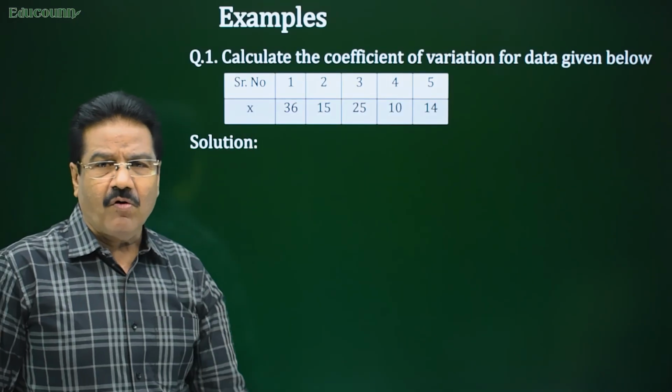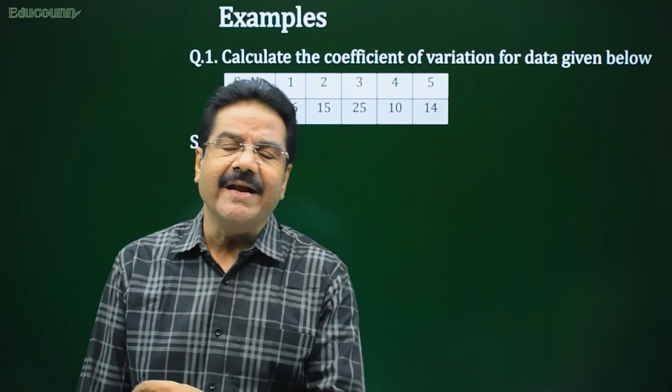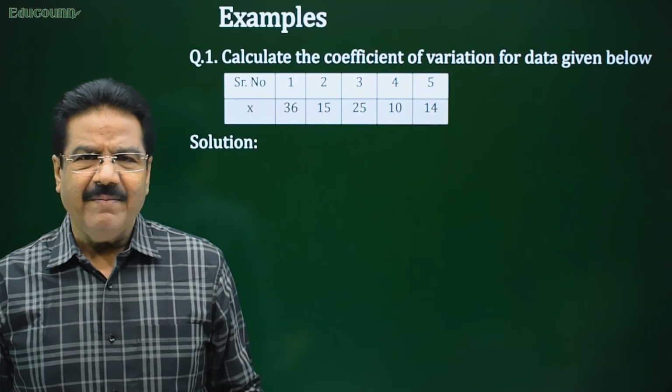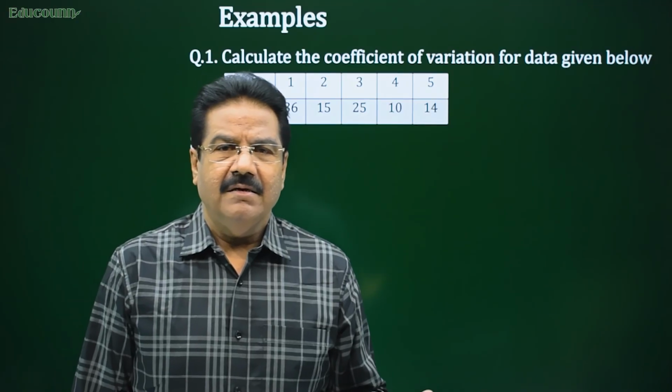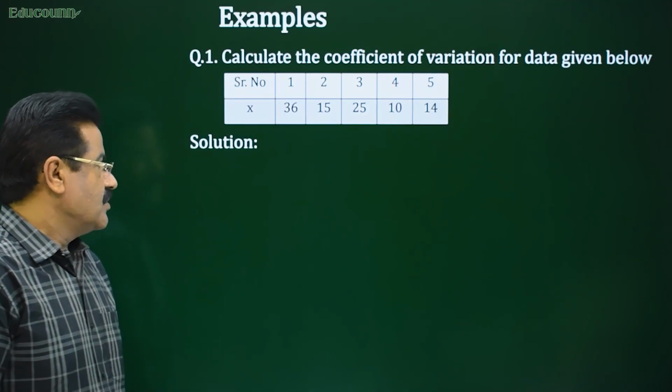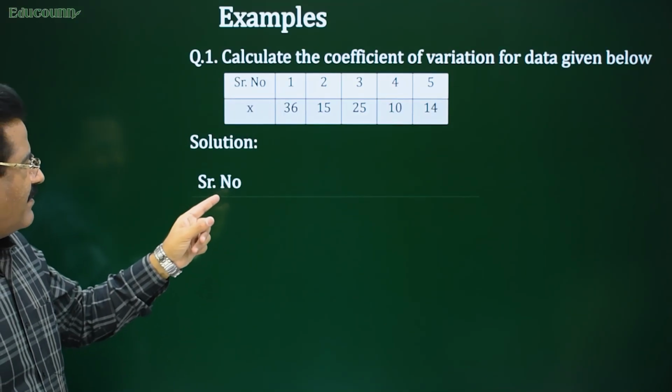Now to find out the coefficient of variation, what do we need? We need the arithmetic mean and we need the standard deviation. So let us see, serial number we can take.